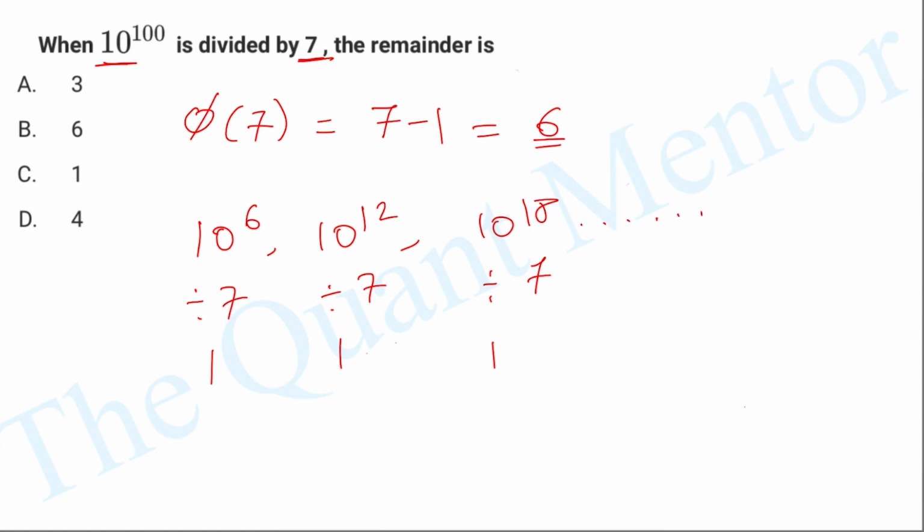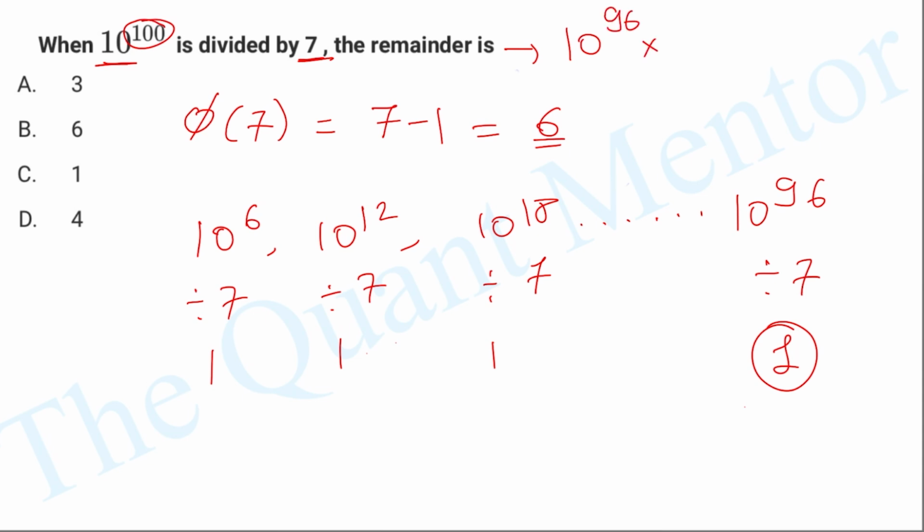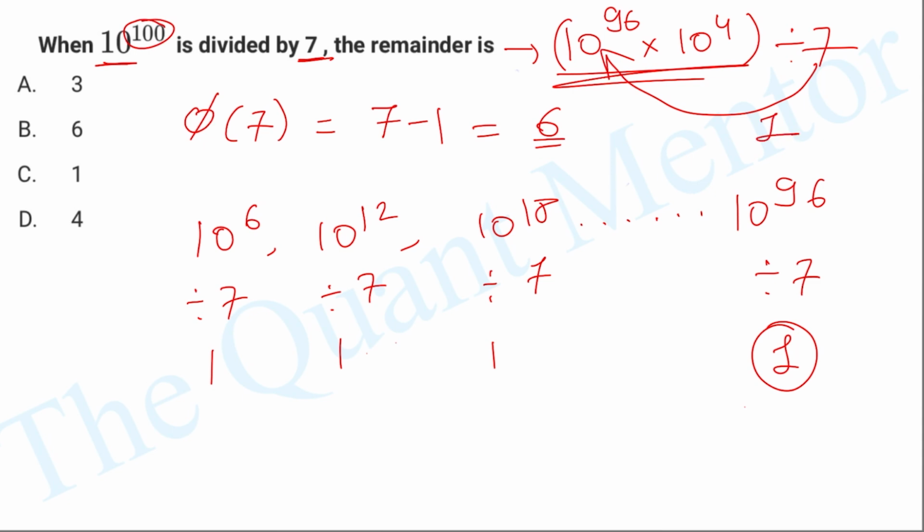So we have to find out the multiple of 6 close to 100 in this case. It will be 10 raised to 96. So 10 raised to 96 divided by 7 will give you a remainder of 1. And now, having this knowledge, we can further split 10 raised to 100 as 10 raised to 96 plus 4, which is 10 raised to 96 into 10 raised to 4. My question changes to, what is the remainder of this entire thing when divided by 7? Well, for this part, we already know the remainder is 1. So I simply need to find out the remainder of 10 raised to 4 on dividing with 7. So my final question boils down to 10 raised to 4's remainder when divided by 7.